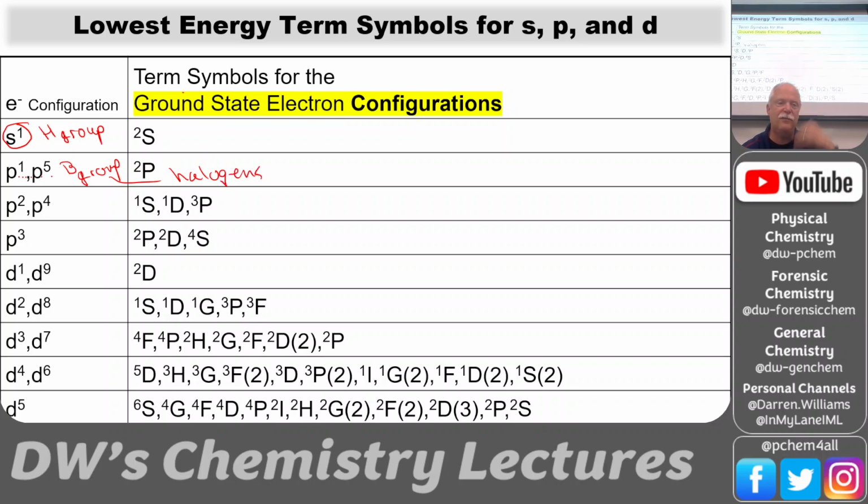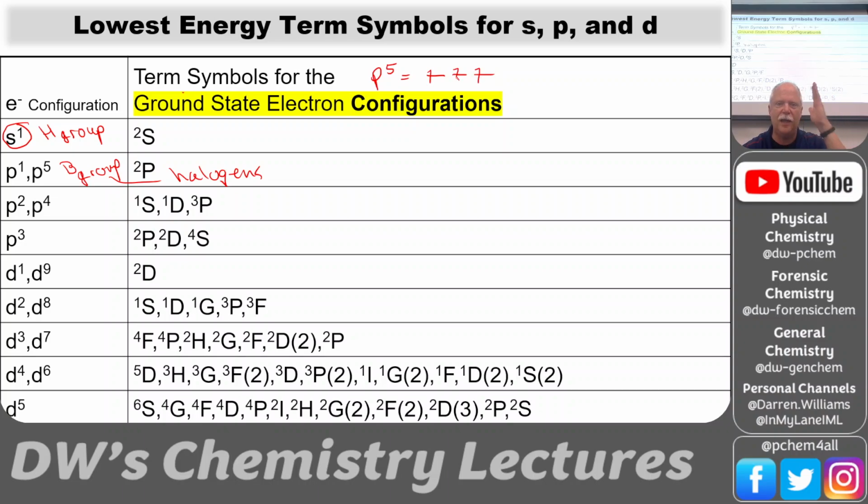Now, why is a P5 and a P1 the same term? Well, think about this. We're only concerned with the unpaired electrons. And so a P5, let me just write this up here. P5 equals your 3p orbitals, and you have spin up, spin up, spin up.